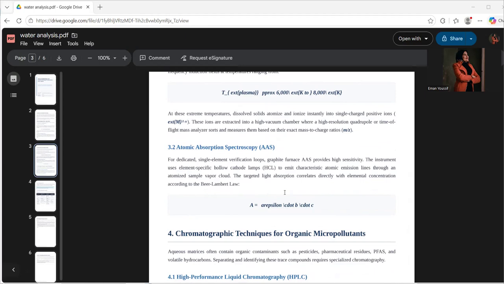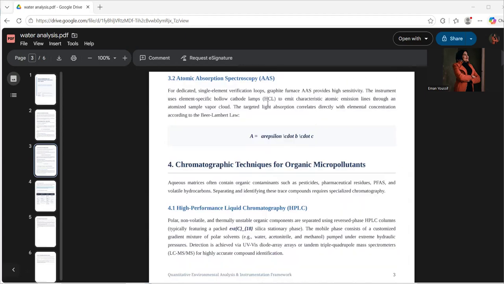Atomic absorption spectroscopy, for dedicated single element verification with a graphite furnace, provides high sensitivity. The instrument uses an element-specific hollow cathode lamp to emit characteristic atomic emission lines through an atomized sample vapor cloud. The target light absorption correlates directly with element concentration according to the Beer-Lambert law.